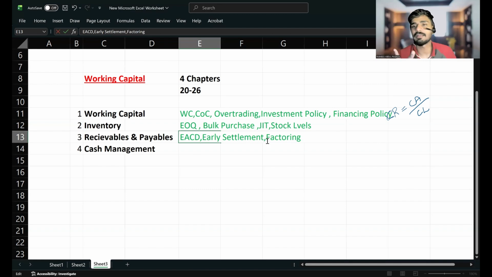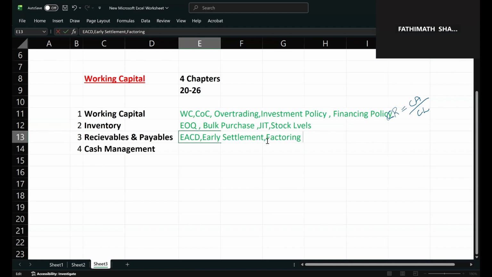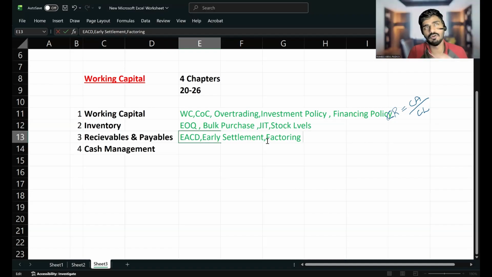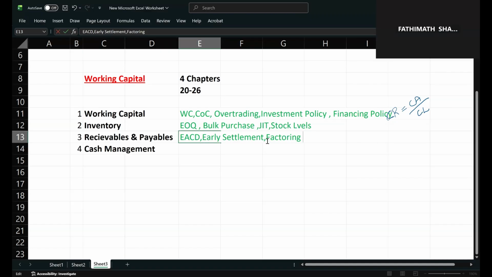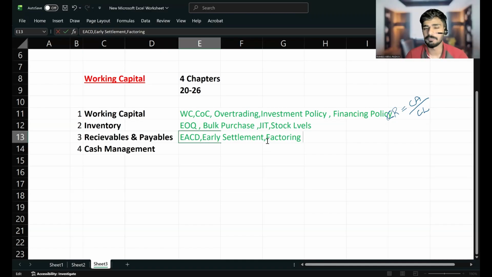There are 2 types of factoring you have to learn. Which are they? With recourse and without recourse. With recourse factoring is there and without recourse factoring is there. One among the 2 factoring methods, we won't incur bad debts. Our company won't incur bad debt. Which one will that be? Without recourse. Without recourse factoring won't have bad debt, right? The bad debt will be incurred by the factor company only.